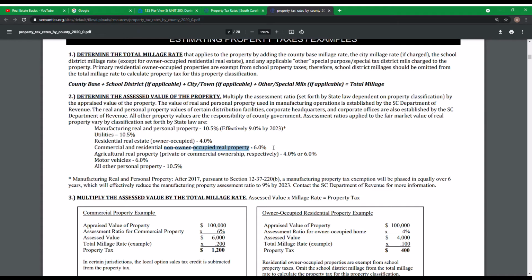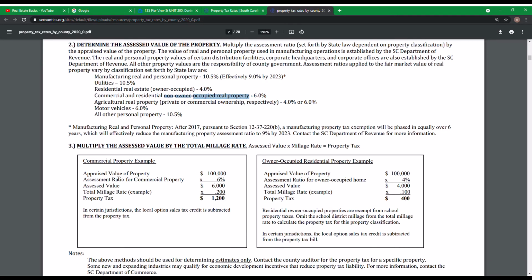Now we also need the appraised value of the property. So as an example, the appraised value of the property is $100,000. We're using 6% as the assessment ratio, and we get an assessed value of $6,000. Now the third step is to multiply the assessed value by the total millage rate, which we determined in step one. They give you an equation right here. So we take that $6,000 and multiply it by 0.2, and you can see our property tax for the year is $1,200.